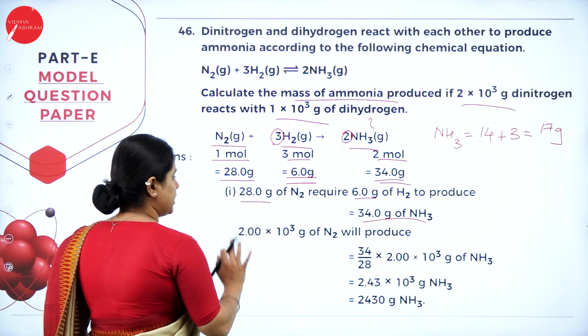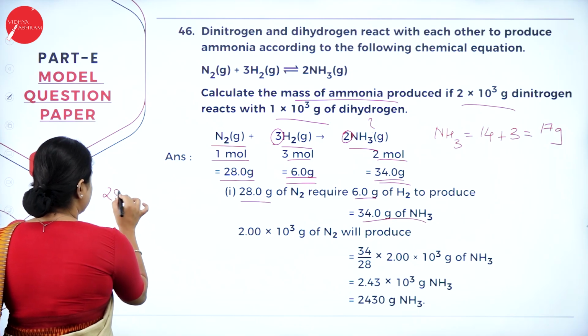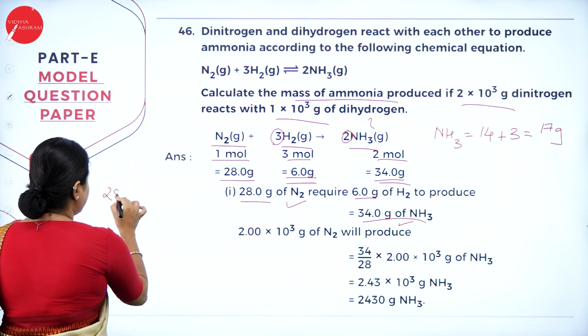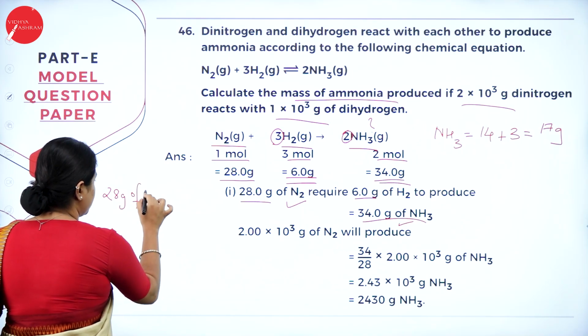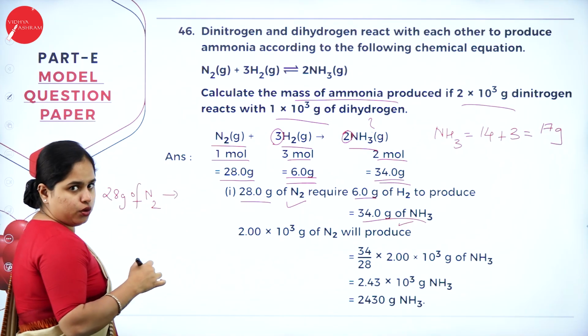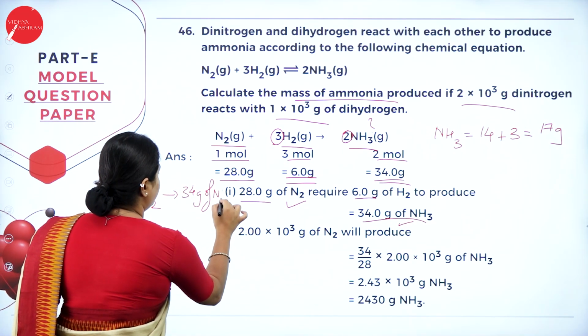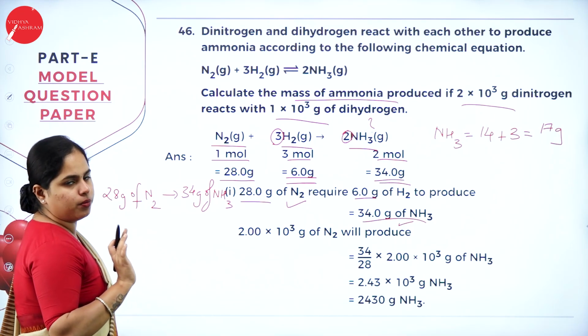Now, if that is the case, that is 28, we are only considering nitrogen and ammonia now. So 28 gram of nitrogen, if we are using, we will get 34 gram of ammonia. So this is from the equation.